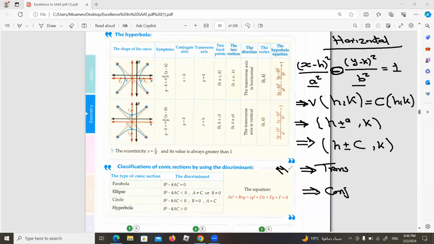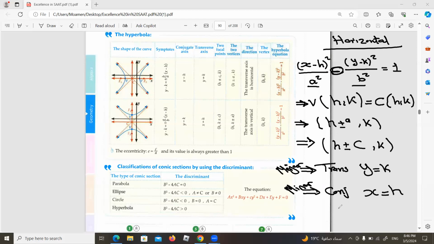It's opposite to the major axis, the same. And the conjugate is opposite or the same to the minor axis. The major axis, or the transverse axis, in the horizontal will be y equal k. And what about the conjugate? x equal h. Okay, so these are the features.